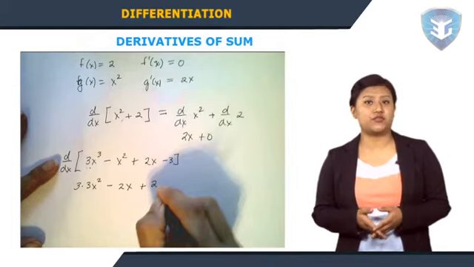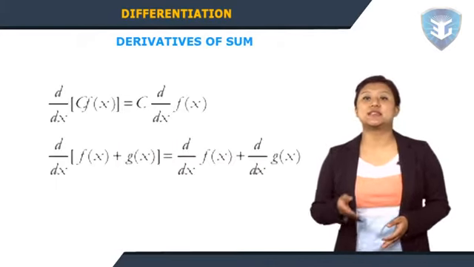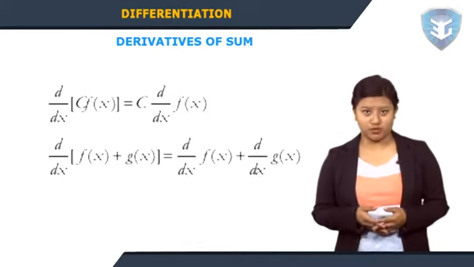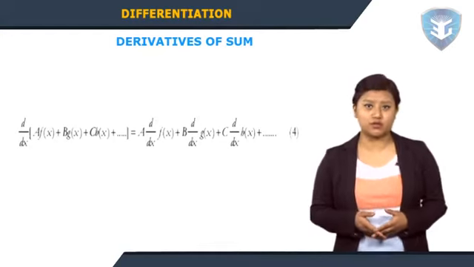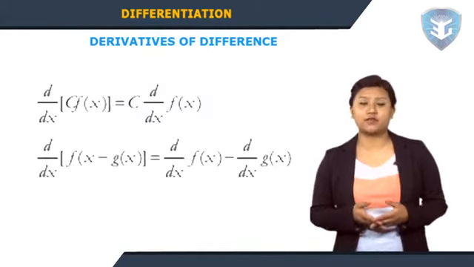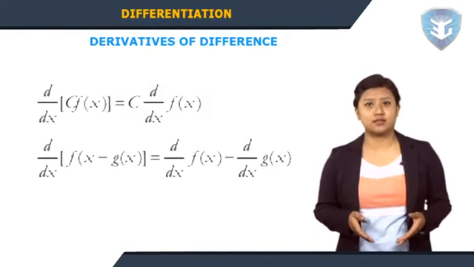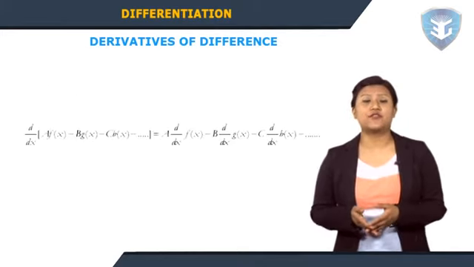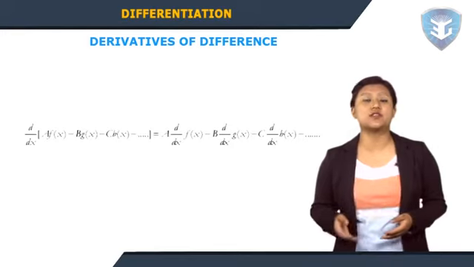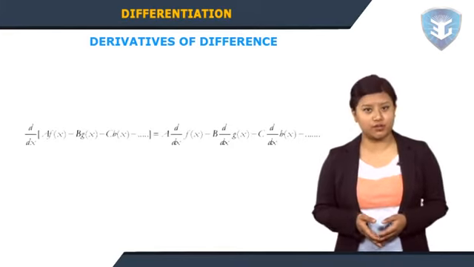Let's talk about derivatives of sum. If c is constant, then derivatives are shown on the screen. If a, b, c are constants, then derivatives are written on the screen. Now look at the derivatives of difference. If c is constant, then the derivative of difference is shown on the screen. If a, b, c are constants, then the derivatives of difference are written on the screen.